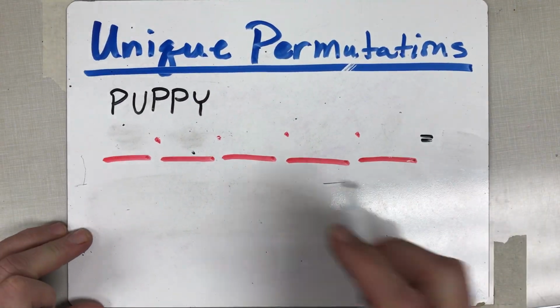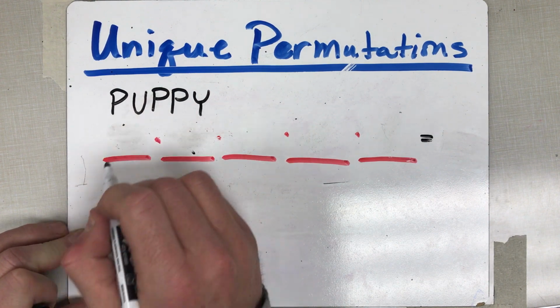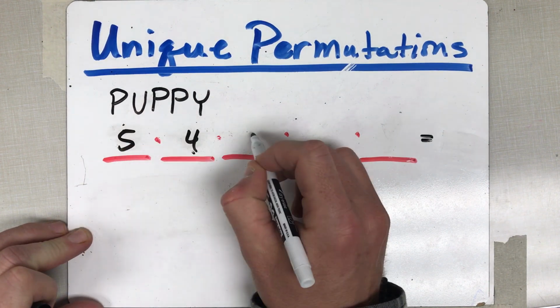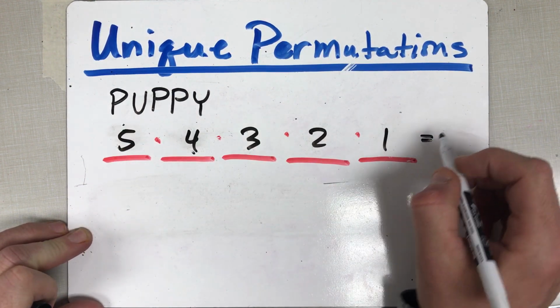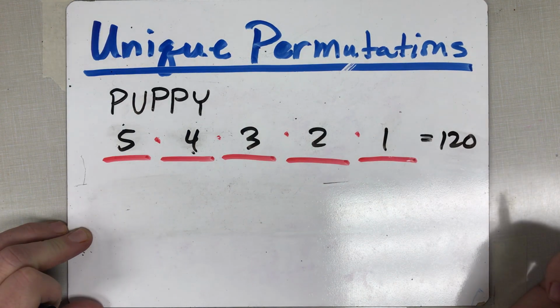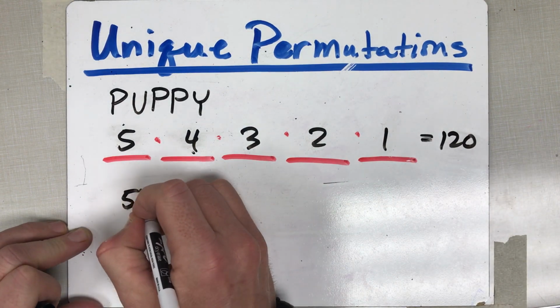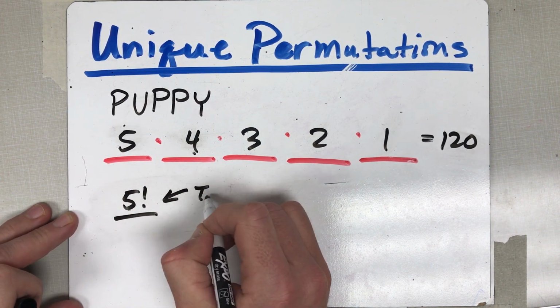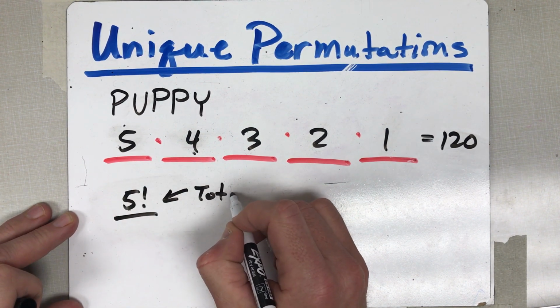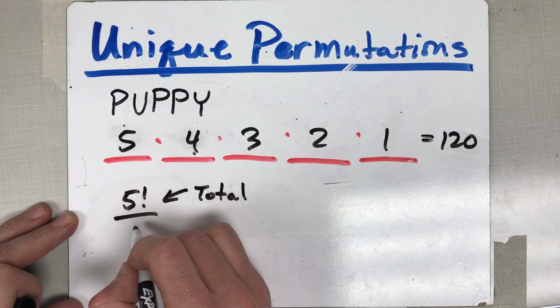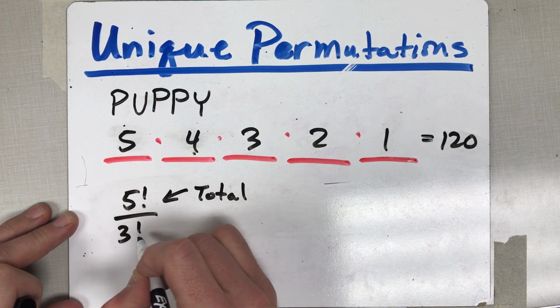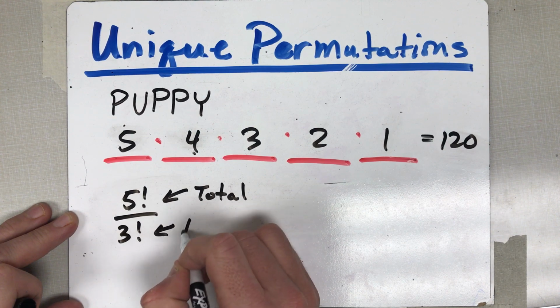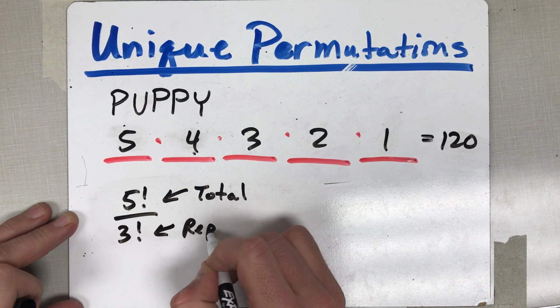Puppy has 5 letters, so we're used to doing this from before with erasers too. We got 5, we got 4, 3, 2, 1, which then equals 120 different ways. We've already done this calculation. It's also done with 5 factorial. So that means if my total was 5 letters to pick from, unfortunately there are 3 letters that are repeats. I want to take those out so I don't count them more than once. I want to take my repeats out, so I would take out 3 factorial.